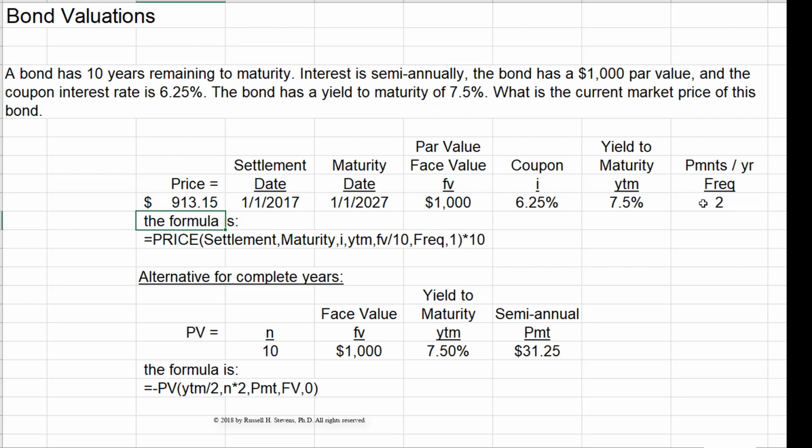After the function has finished its work, the multiply by 10 at the end reflects the actuality of a $1,000 bond. You should also note that while this example used exactly 10 years to calculate the yield to maturity price, any dates can be used within the formula as long as the maturity date is after the settlement date.